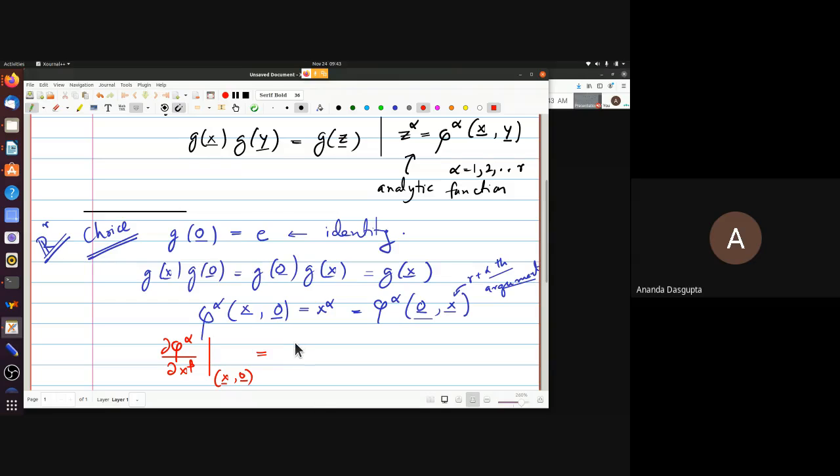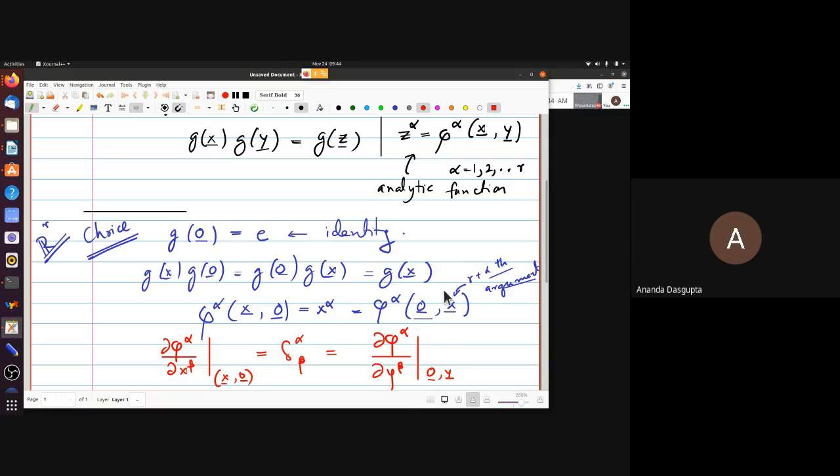So what will this be? Delta alpha beta. That will be delta alpha beta. That's sort of obvious. Well, usually when you're talking of derivatives, perhaps a better idea is to not call it x. When I'm writing it this way, I mean the first r arguments are x1, x2, xr. The next r arguments are y1, y2, yr. So I'm just going to focus on that.